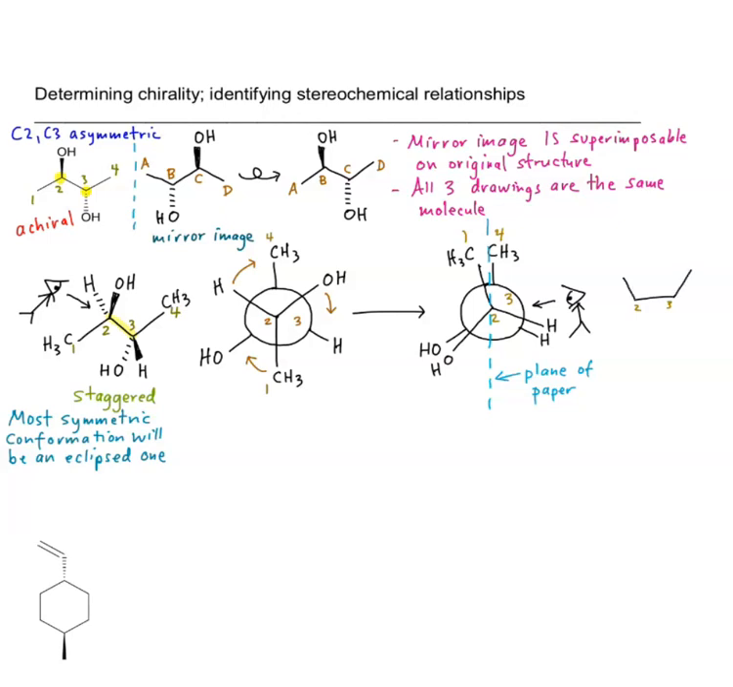The methyl groups, carbons 1 and 4 rather, are in the plane. Coming toward you at carbon 2 is a hydrogen. And coming toward you at carbon 3 is another hydrogen. And then at carbon 2, going back, is an OH group. And you have the same thing at carbon 3.